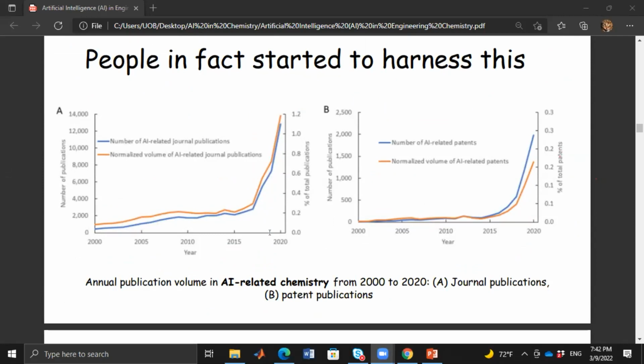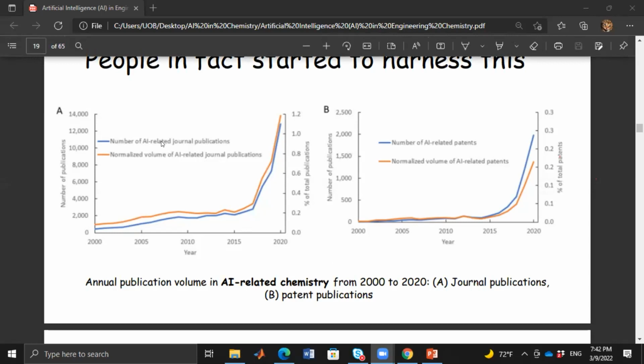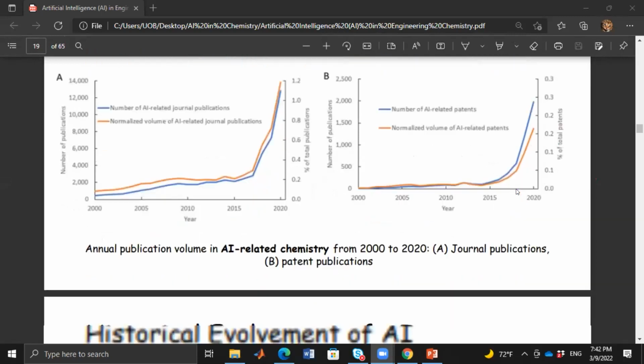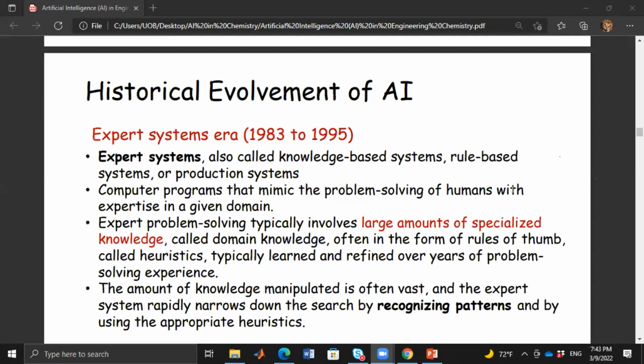I was seeing those publications من 2000 إلى 2020, from 2000 to 2020, and I don't know if you can see في آخر 5 سنوات, the curve. This is actually the number of artificial intelligence related journal publications. So you can see that a lot of publications have been published using these tools. And the patents, البراءات الاختراع أيضاً, في براءات اختراع كثيرة مبنية على AI actually have appeared in recent years as well.